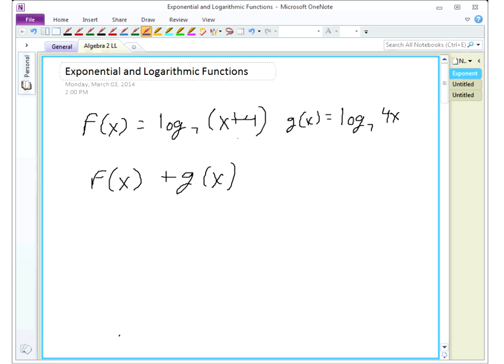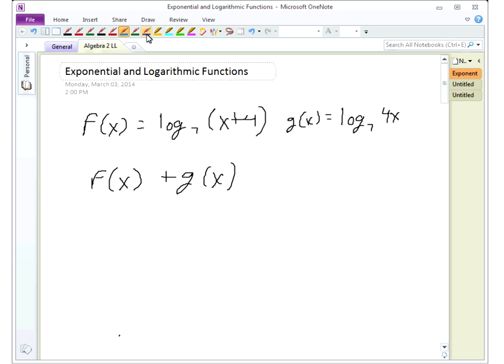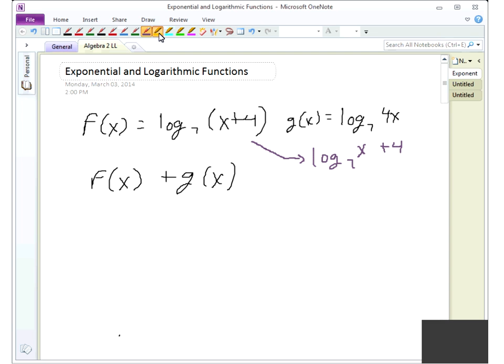In this case, and please excuse my handwriting, they're asking us f of x equals log base 7 of quantity x plus 4, and then g of x equals log base 7 of 4x. By the way, this is a big difference. Notice the argument in parentheses. These two are very different. Keep that in mind.